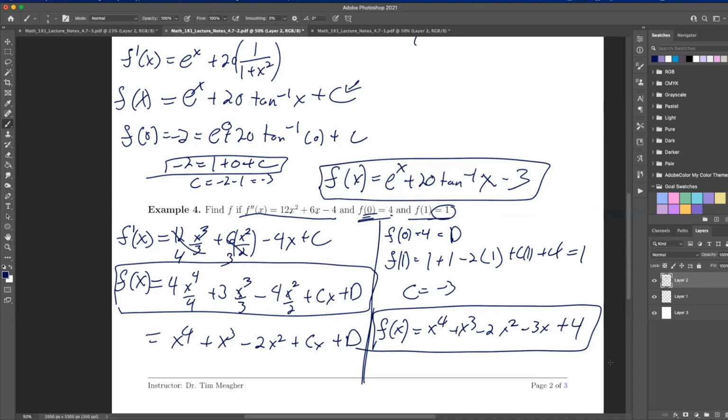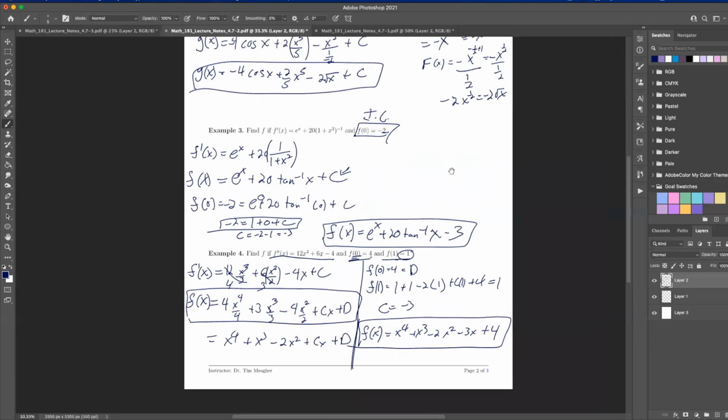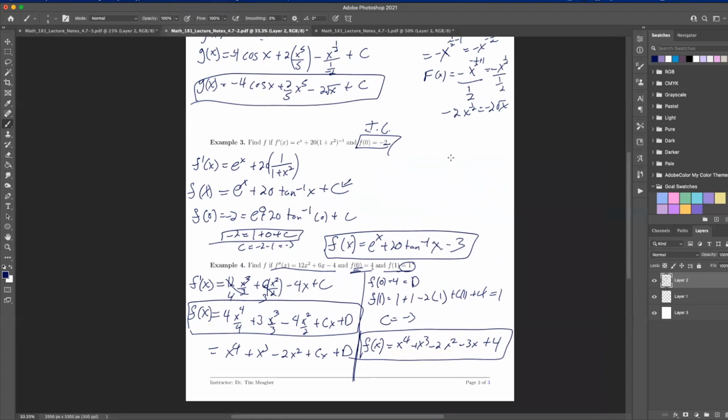All right, I'll leave that up for a second and take a drink. Any questions on this page whatsoever? Let me zoom out. Any questions on this?